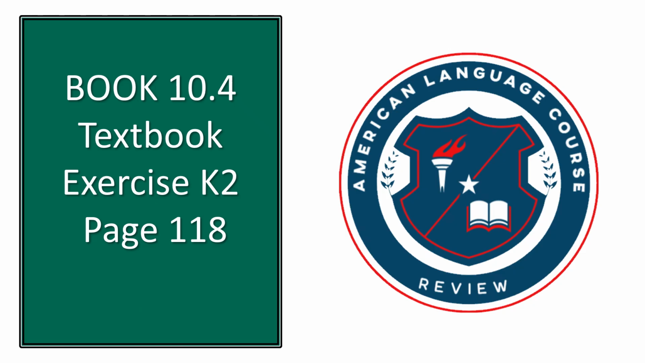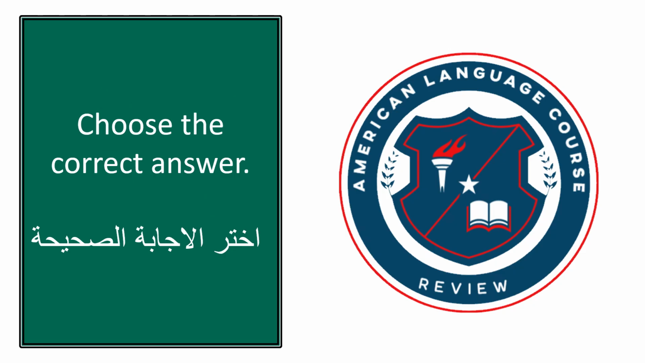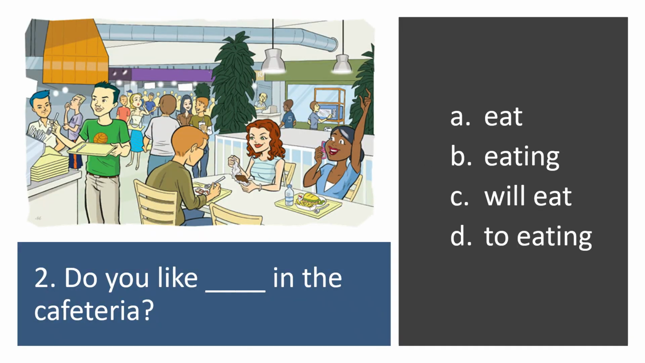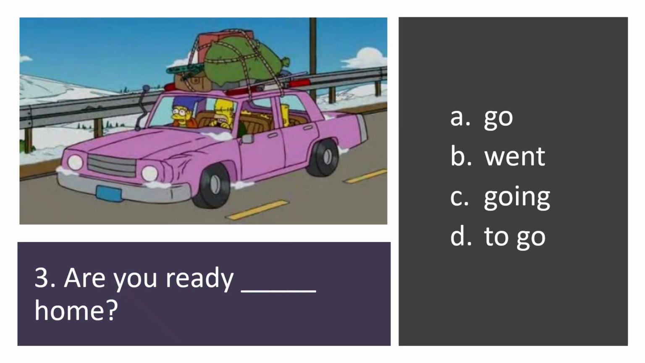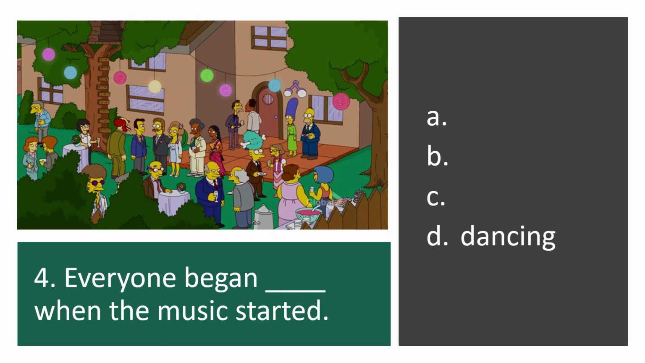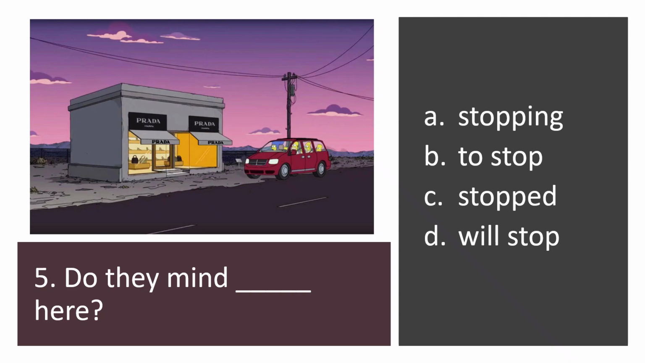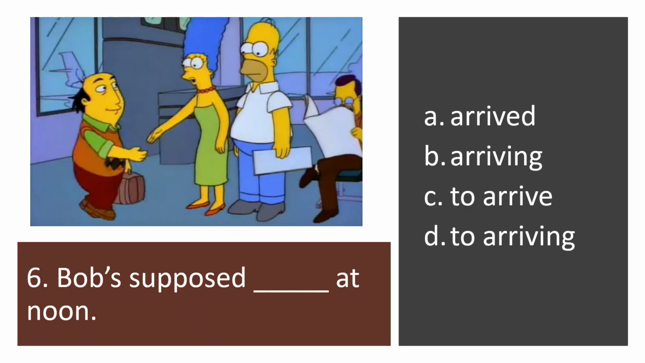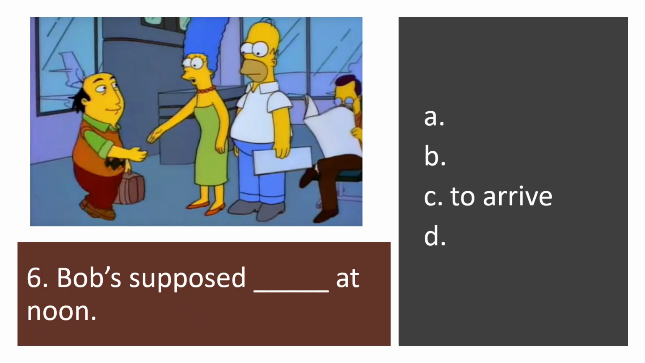Book 10, Lesson 4, Textbook Exercise K2. Choose the correct answer. He didn't remember how to operate this machine. Do you like eating in the cafeteria? Are you ready to go home? Everyone began dancing when the music started. Do they mind stopping here? Bob's supposed to arrive at noon.